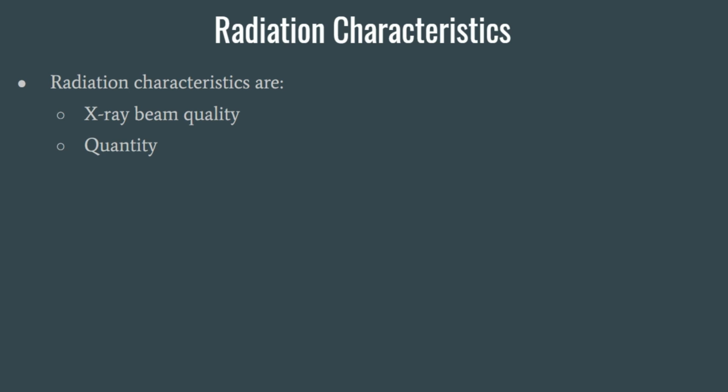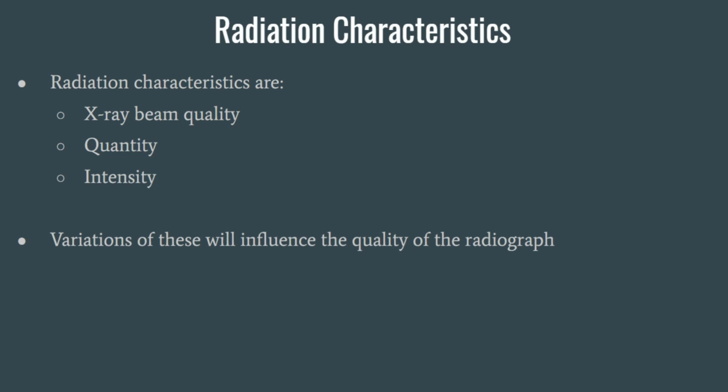Quantity, which is a number, and intensity, which is kind of a combination of a bunch of different things. Any variation in these will influence the quality of the overall radiograph. So let's break down exactly what these characteristics are and what they mean.